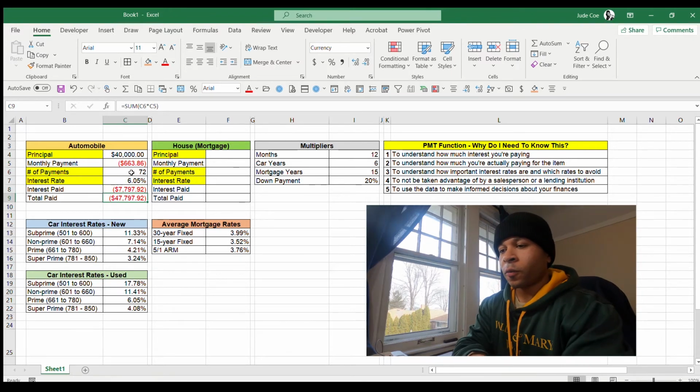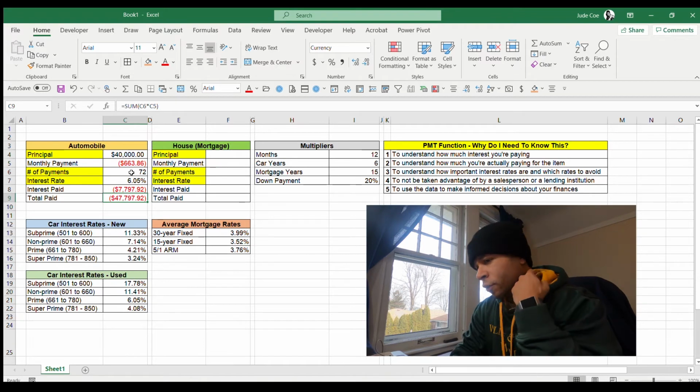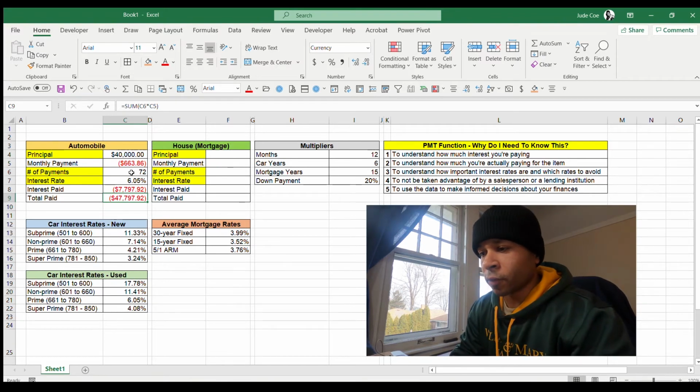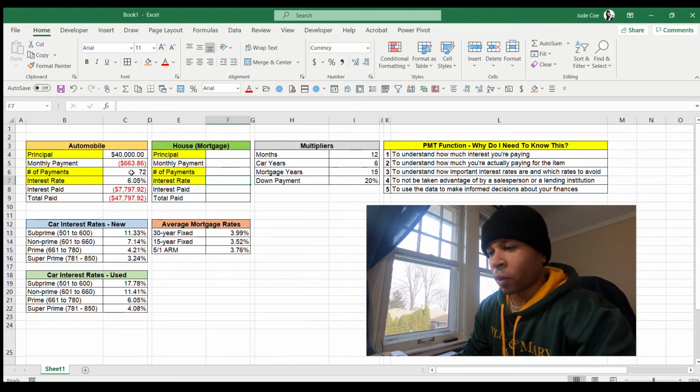All right, now we're gonna go over the mortgage, and mortgages are a little bit different because it's usually a longer term. It's usually either 30 years or 15 years, but most people have 30-year mortgages. And I think you're gonna find that you'll end up paying a lot more on a mortgage than you would have.